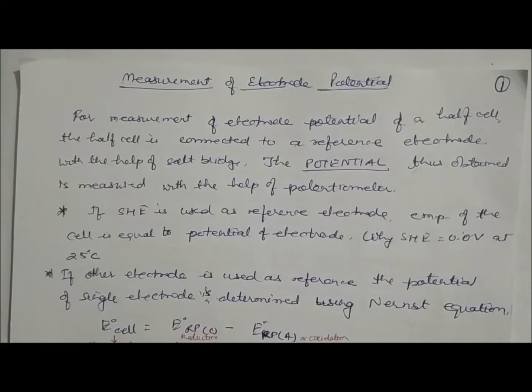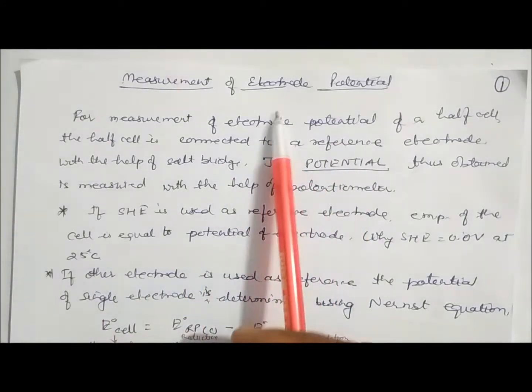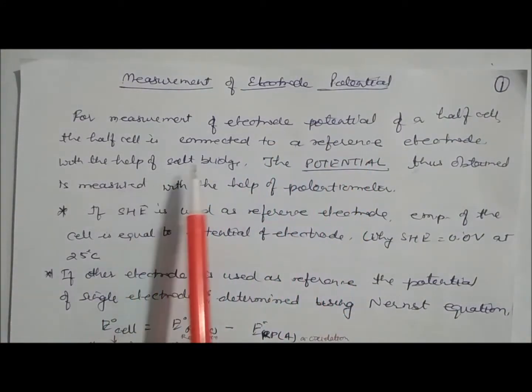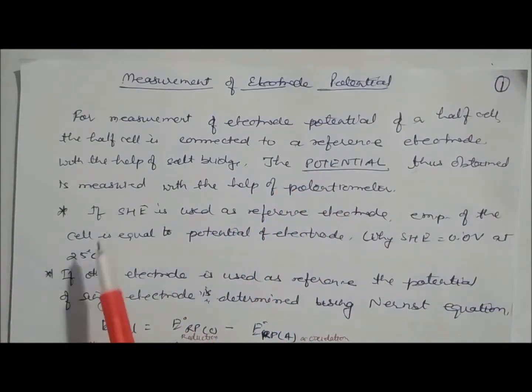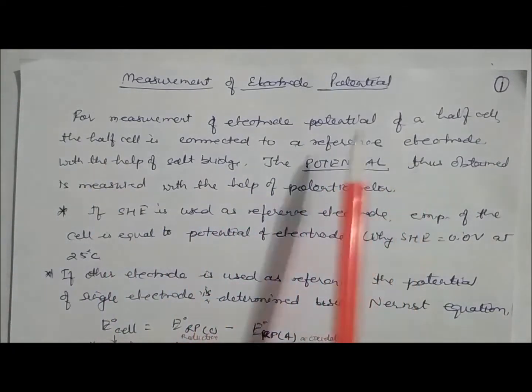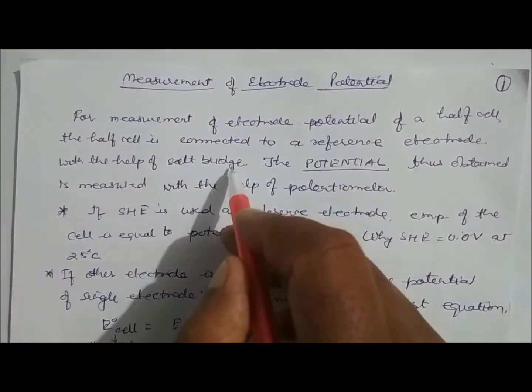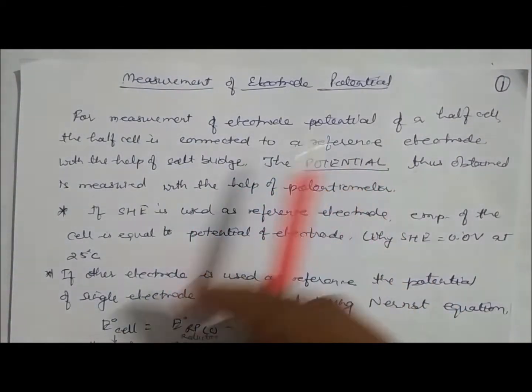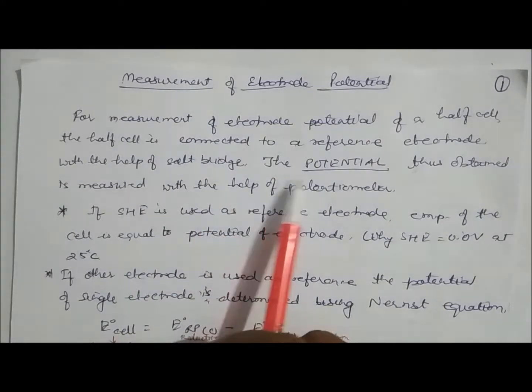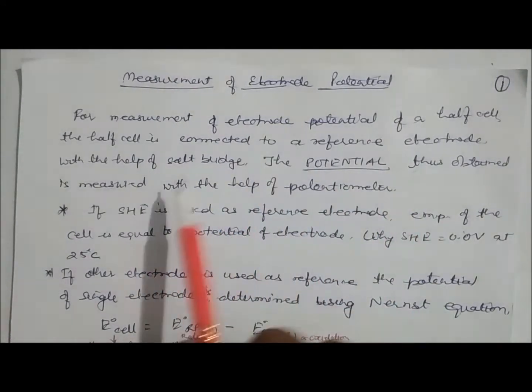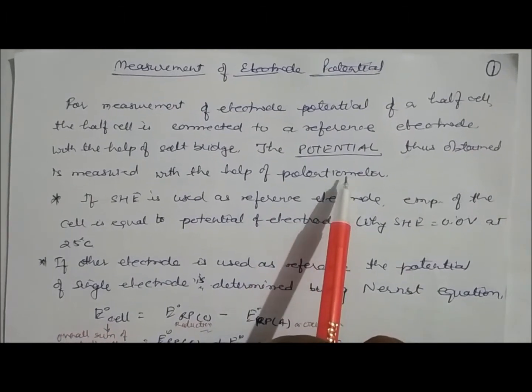Hi friends, today we are going to learn measurement of electrode potential, how we can measure this electrode potential. For measurement of the electrode potential of a half cell, this half cell is connected with the reference electrode with the help of a salt bridge. This salt bridge plays a role between these two half cells, and whatever potential we obtain is measured with the help of a potentiometer.